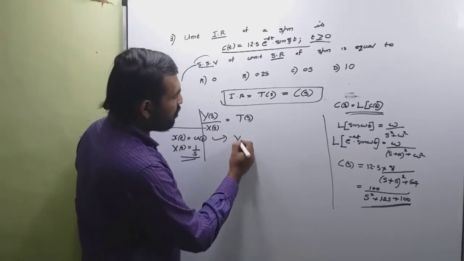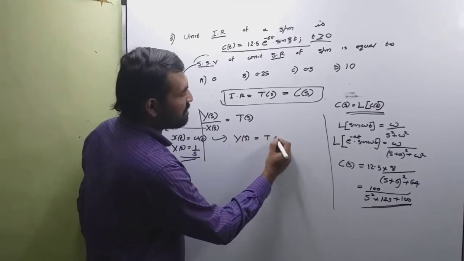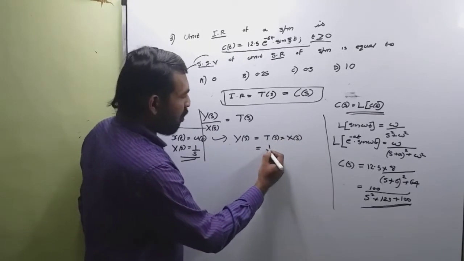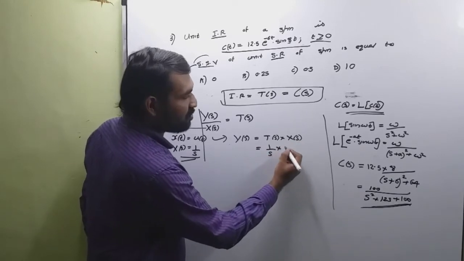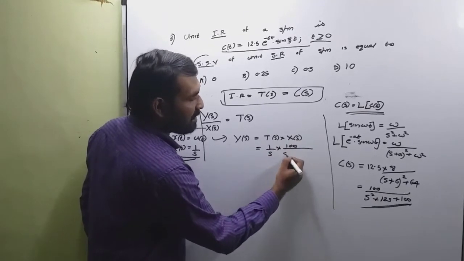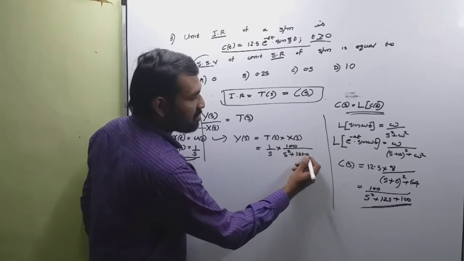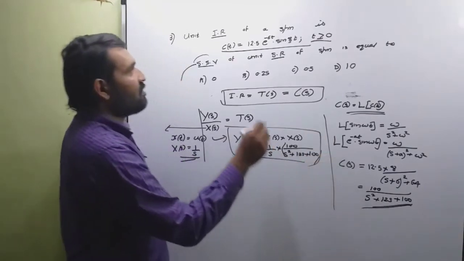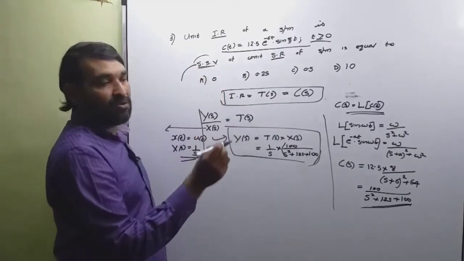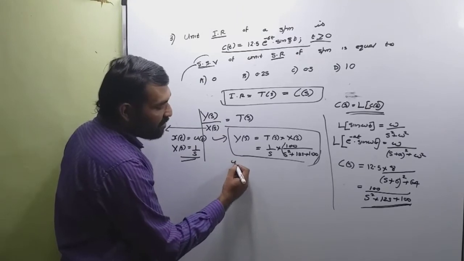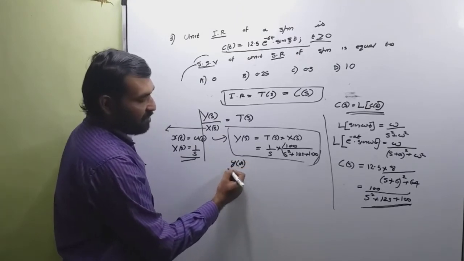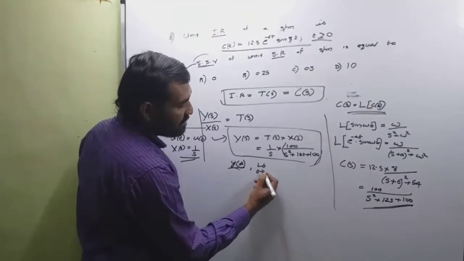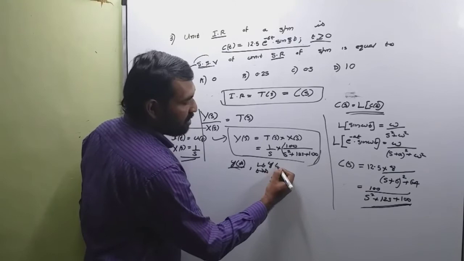Therefore, y of s is equal to t of s into x of s. That is equal to 1 by s, that is x of s, into 100 divided by s square plus 12s plus 100. This is our y of s. So we want to find the steady state value. Steady state value is y of infinity.